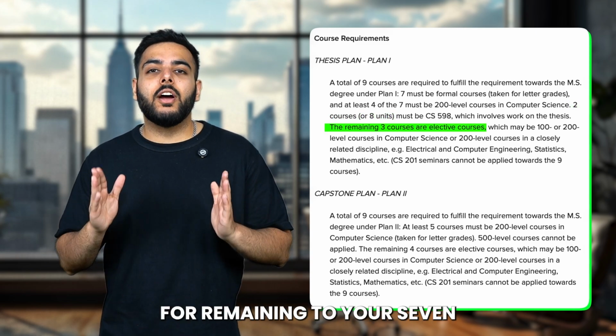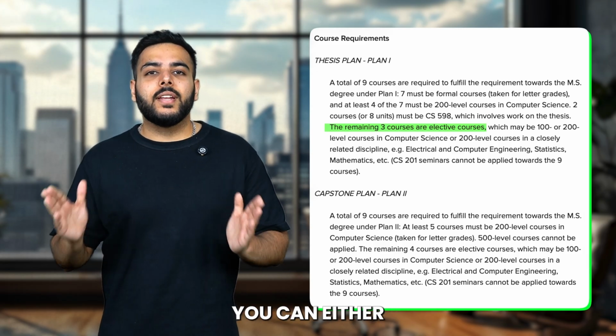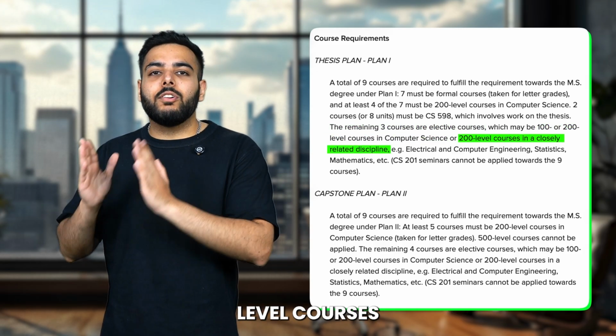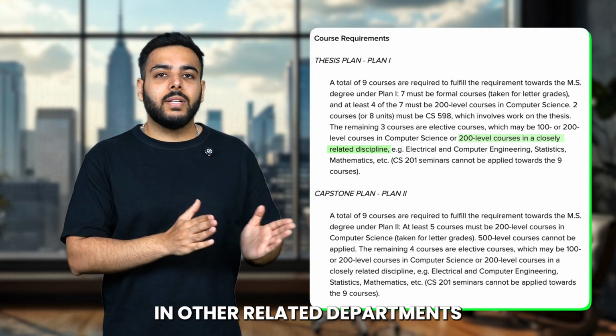For the remaining 3 out of 7 regular courses, you can either take these courses within the CS department, or you can take the advanced level courses in other related departments to computer science.